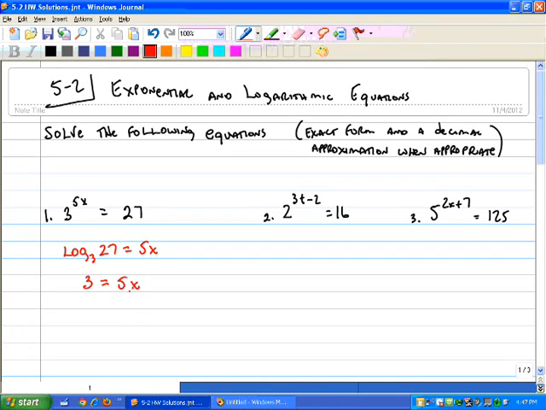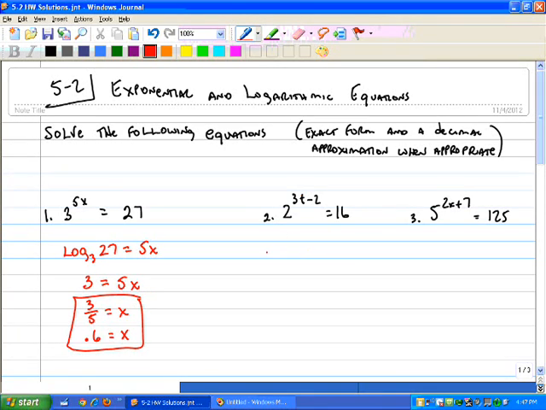So 3 equals 5x. We divide both sides by 5 to get x equals 3/5. As a decimal, 3/5 is equal to 0.6. So there's the answer to number 1.